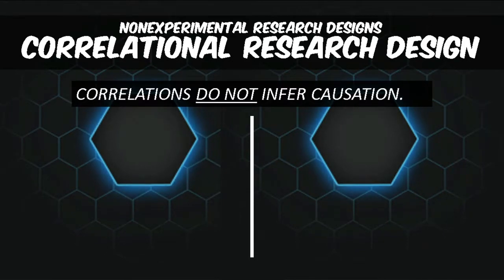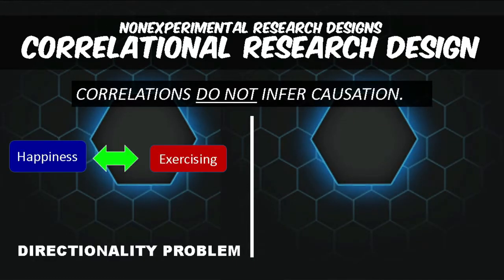Now, this is again an important concept for correlational research design. It says here that correlations do not infer causation. Let us try to illustrate or give reason to this one. So for example, we have 2 variables here that we are trying to correlate: happiness and exercising. Actually, with the previous examples we showed, it's supposed to be like this.